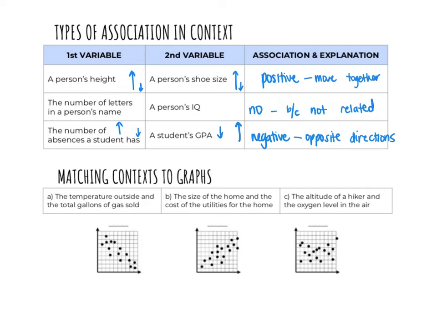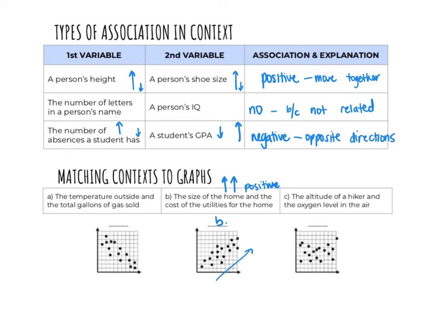So like for me, I just bought a house, so I'm living in context B right now. The size of the home and the cost of the utilities. Well, the bigger the home, the more utilities you're going to be using. You have more lights, you have more showers, more toilets to flush that make your water go up. So this would have a positive association. So then I'm looking for which graph also has a positive association, which one's trending upwards. And that would be this graph here in the middle. It's trending up, just like the bigger house you have, the more utilities you're going to buy.